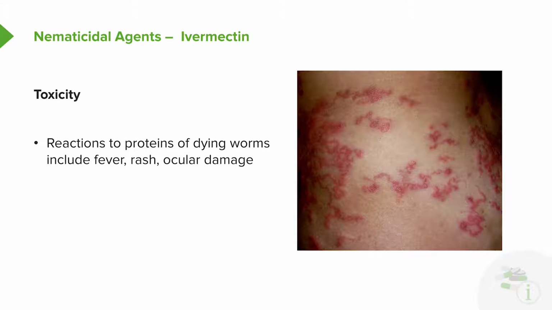Toxicity to ivermectin is quite rare. Remember that the actual toxicity to the drug is almost non-existent because it's just a single dose. Where you get the toxicity is from the dying worms. The agents that are being released from the dying worms include fever. The side effects include fever, rash, and ocular damage if it's in the eye.